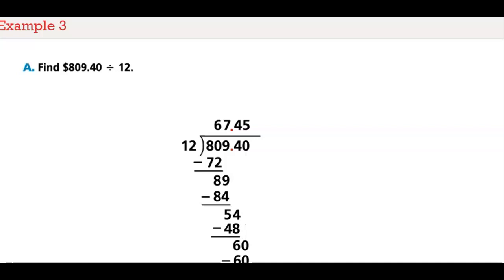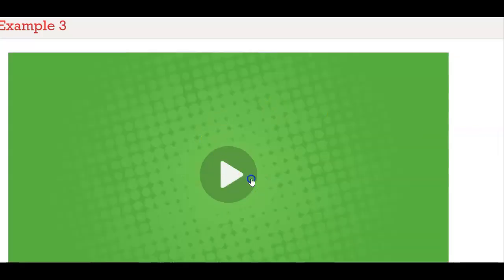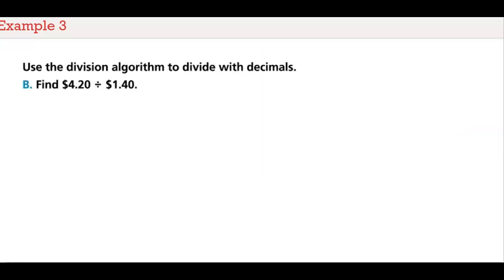Following the algorithm shows that the quotient to the division problem is $67.45. Notice that the quotient is close to our estimate of 70, so the answer is reasonable. Use the division algorithm to divide with decimals.